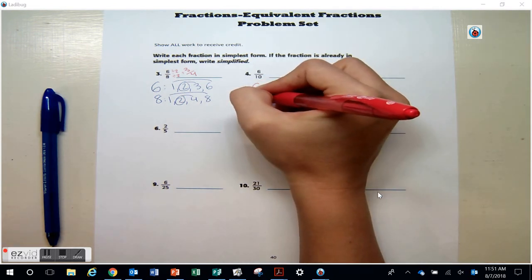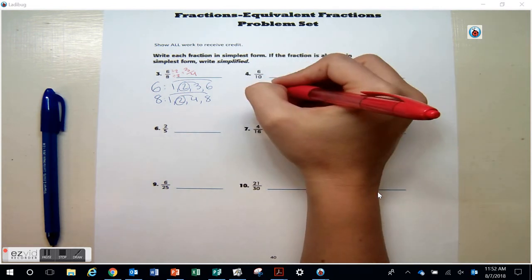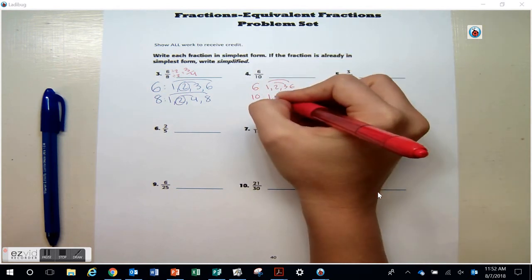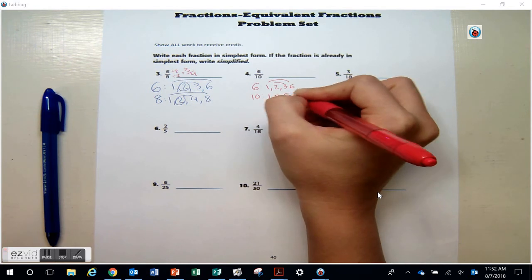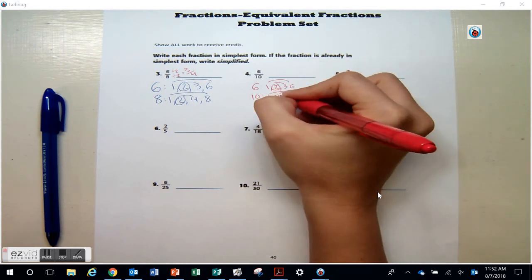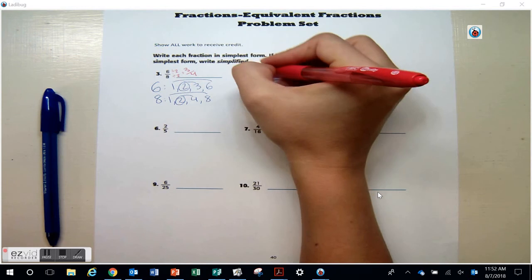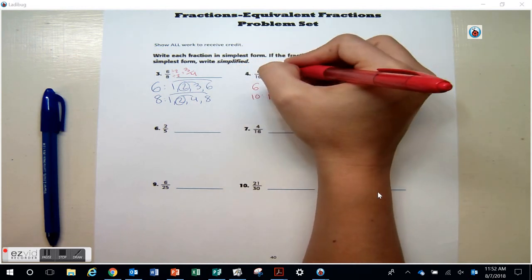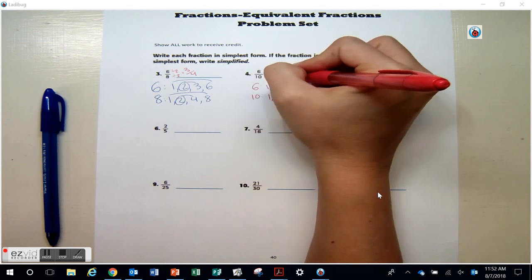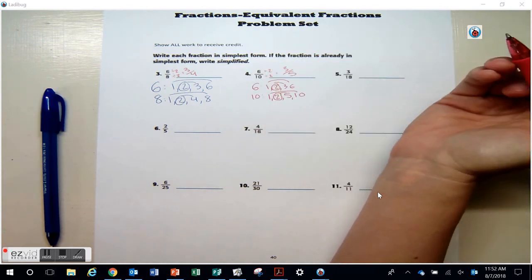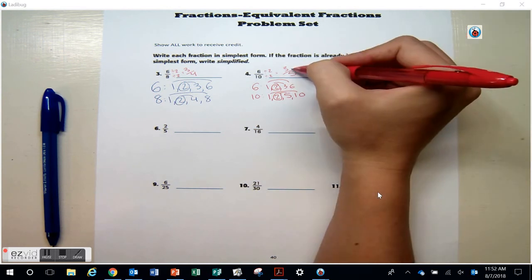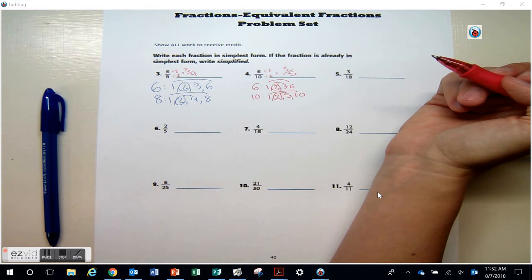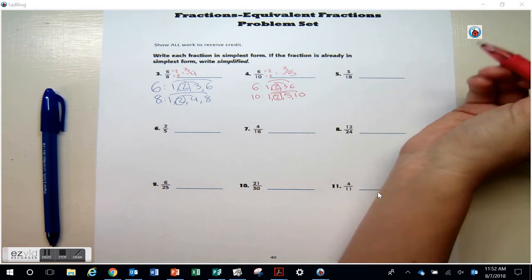Let's find the factors of 6 and 10. 6 would be again 1, 2, 3, and 6. 10 would be 1, 2, 5, and 10. 2 once again is our greatest common factor. I can divide top and bottom by 2. 6 divided by 2 is 3. 10 divided by 2 is 5. Now I'm going to go ahead and check to make sure. Can I divide 3 and 5 by any other common number? No, so this one's simplified.